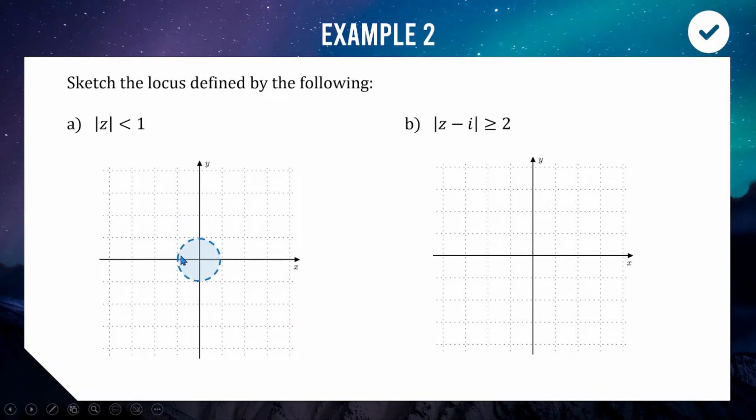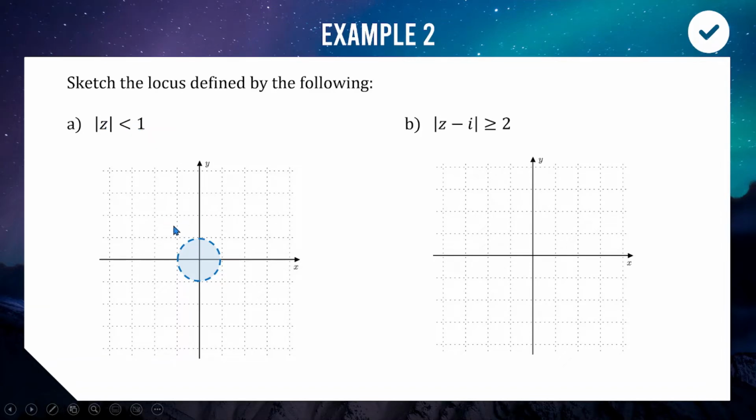So we have a circle. The outline of the circle is the points where the modulus is equal to 1, which we don't want to include. That's why it's got a dotted line. And we're going to shade the inside of the circle. Everything in this blue region right here is less than 1 unit to the center, so the modulus is less than 1.